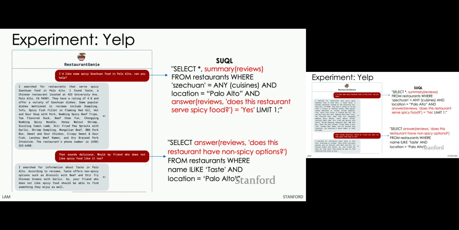Okay, no, it doesn't ask about your friend, for example. It just goes ahead and rephrases it in a way that searches the information from the text. And the answer is very interesting. It says, "I searched for information about Taste in Palo Alto. According to reviews, Taste offers non-spicy options such as broccoli with beef and stir-fry Chinese greens with garlic. So your friend who does not like spicy food should be able to find something they enjoy as well."